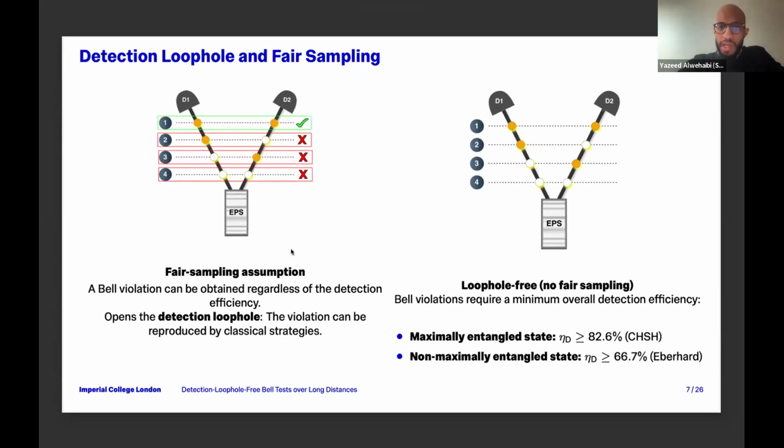For this, you need to have high detection efficiency. So there is a minimum threshold for the efficiency that you need for the detection, and that depends on the states that you are using. So, for example, if you're using a maximally entangled state and you want to pass the CHSH inequality, you need the detection efficiency above 82.6%. If you're using the Eberhard approach, where you can optimize the state and use a non-maximally entangled state, then you can tolerate more loss and you only need a detection efficiency of 66.7%.